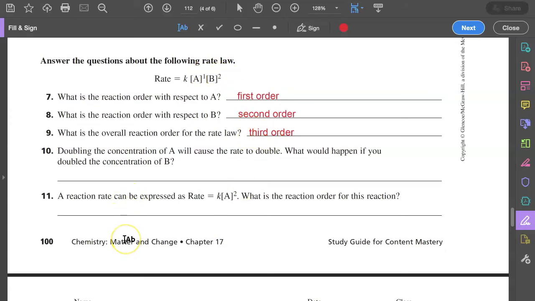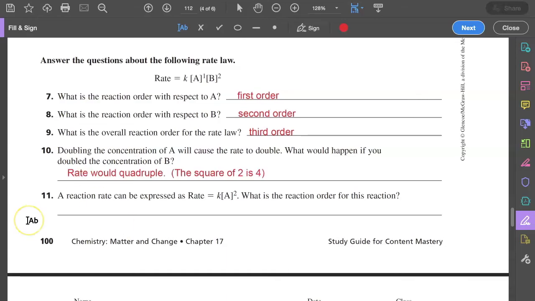Number 10, doubling the concentration of A will cause the rate to double. What would happen if you doubled the concentration of B? Sure, the rate would quadruple. Of course, because the square of 2 is 4. So, since you double B, the result would be that the rate increases by a factor of 4.